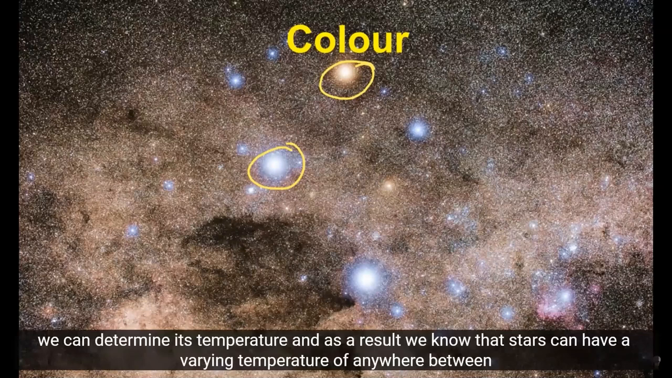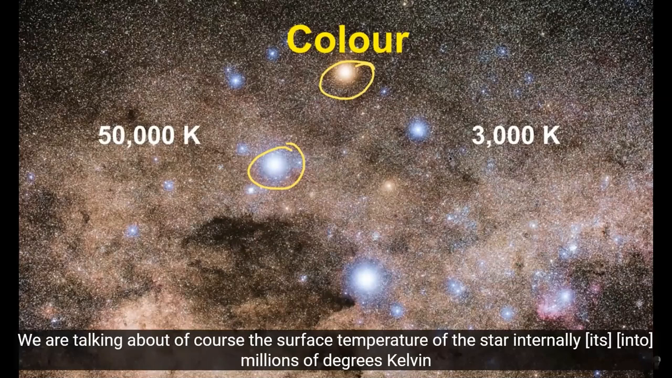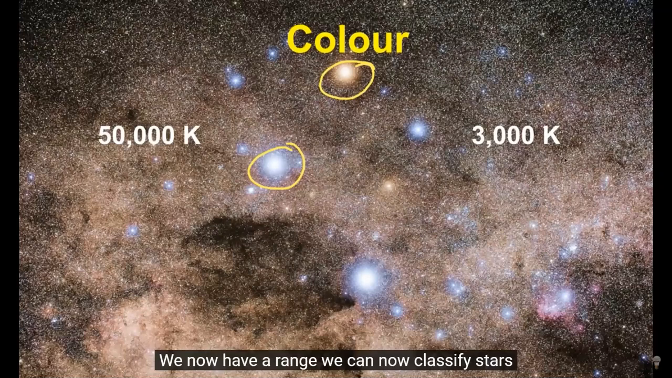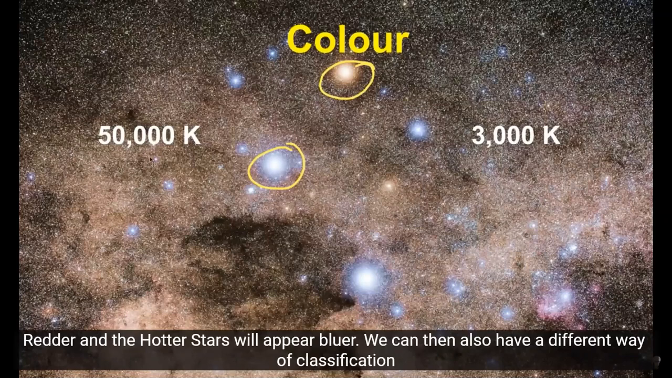As a result, we know that stars can have a varying temperature of anywhere between 3000 Kelvin up to 50,000 Kelvin. Now, we are talking about, of course, the surface temperature of the star. Internally, it's into millions of degrees Kelvin. We now have a range. We can now classify stars according to their color in terms of the cooler stars and the hotter stars. The cooler stars will appear redder and the hotter stars will appear bluer.